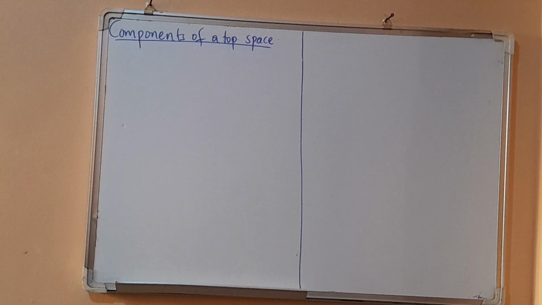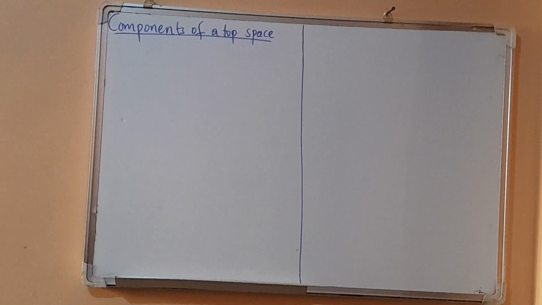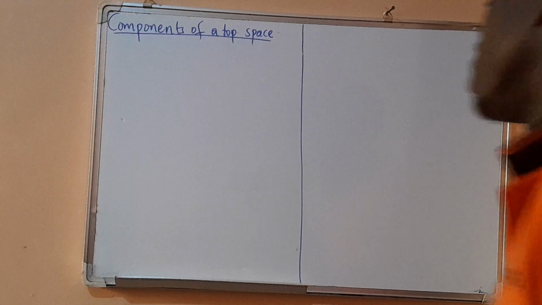We are going to look at components of a topological space. To understand how these look like, we are going to first define an equivalence relation. To understand these components of a topological space, we're going to first obtain some tools.